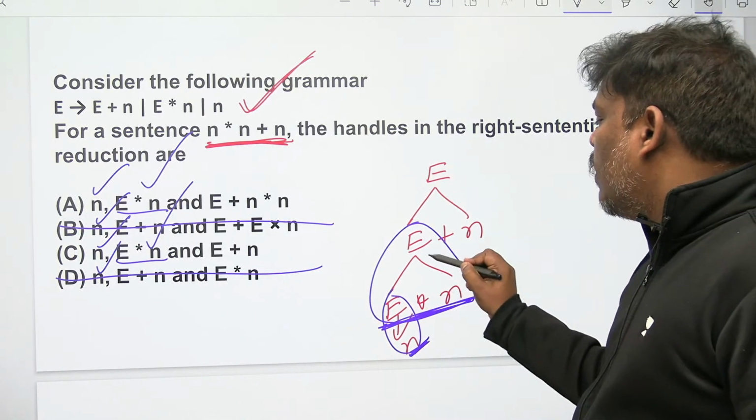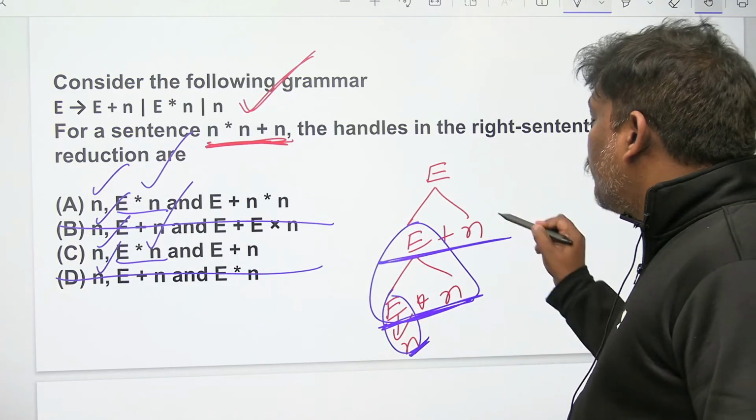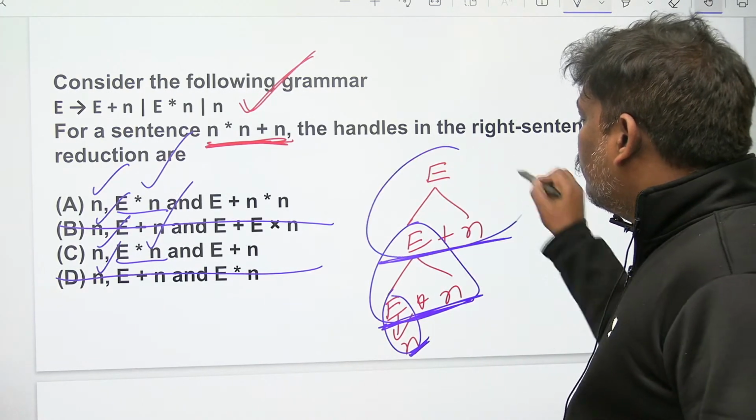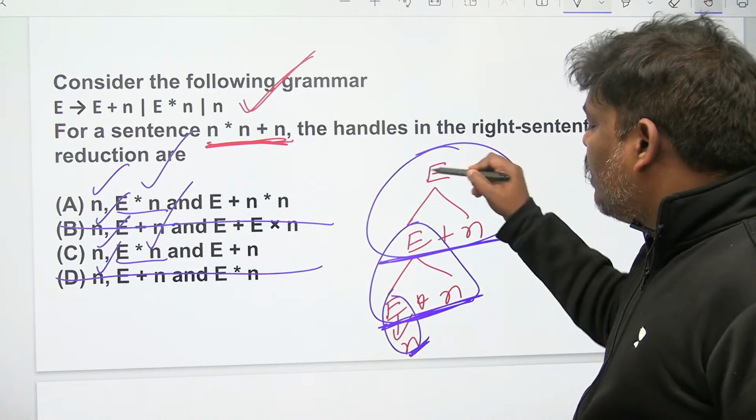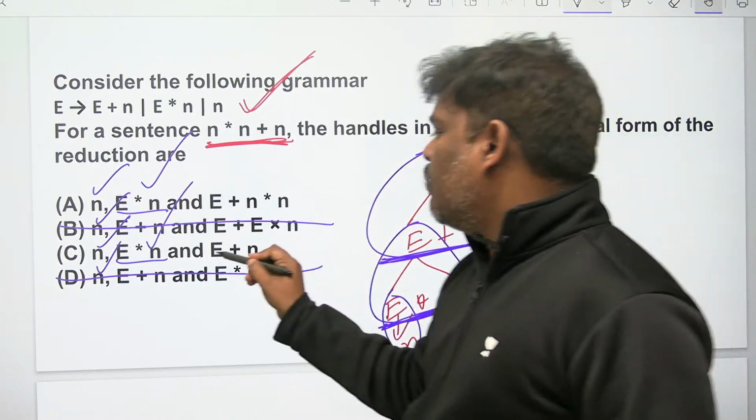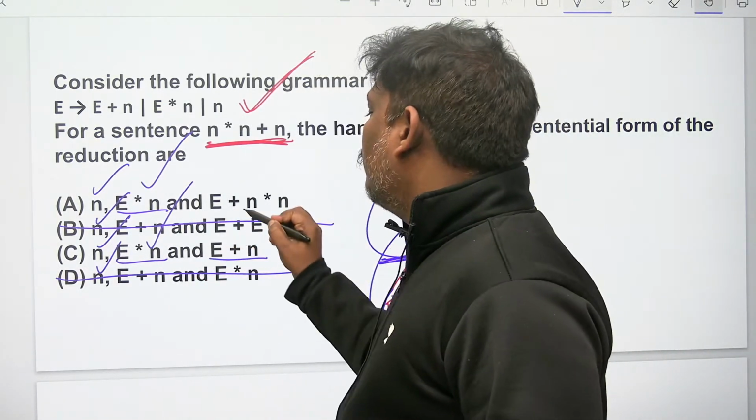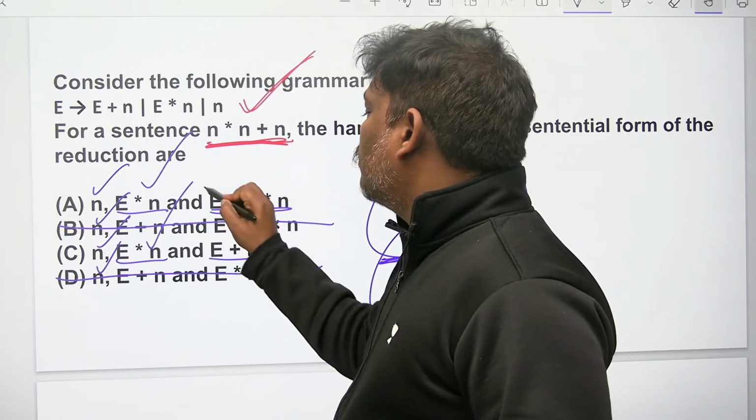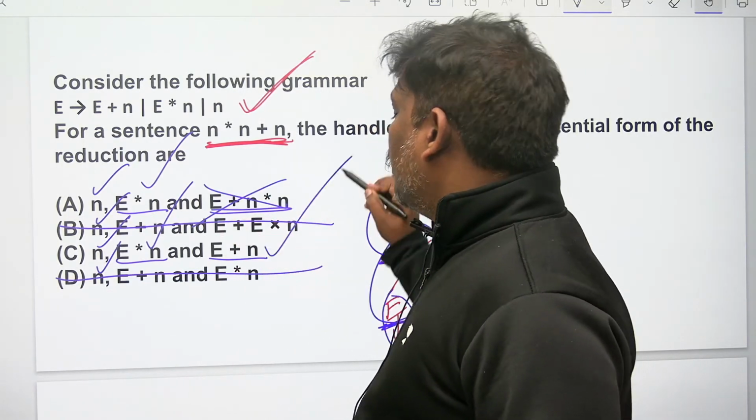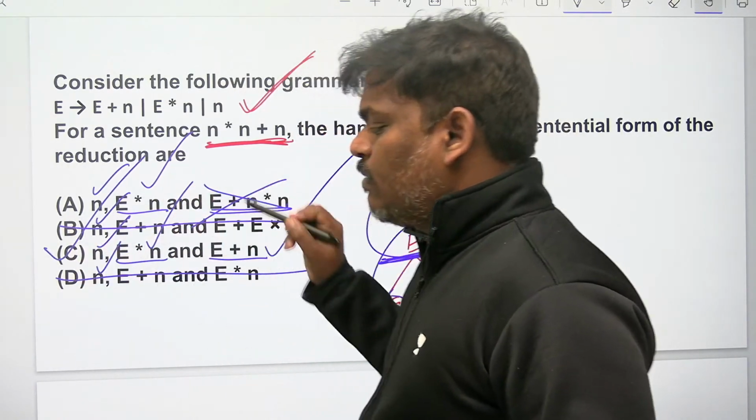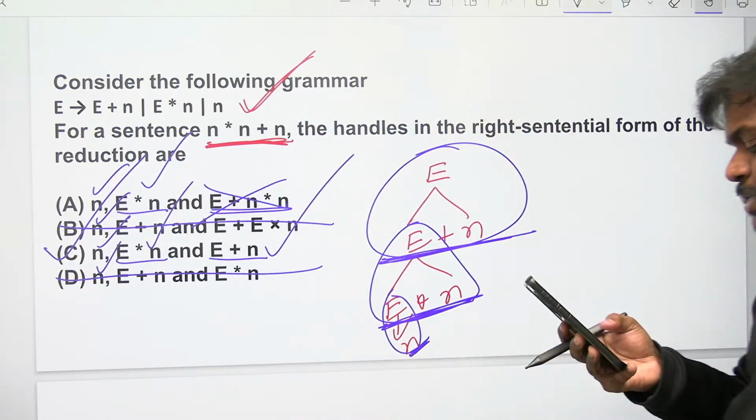After this one is over, the next handle is going to be E plus N, replaced by E. But see, this is the biggest mistake. This is the next handle. So overall, C is the answer.